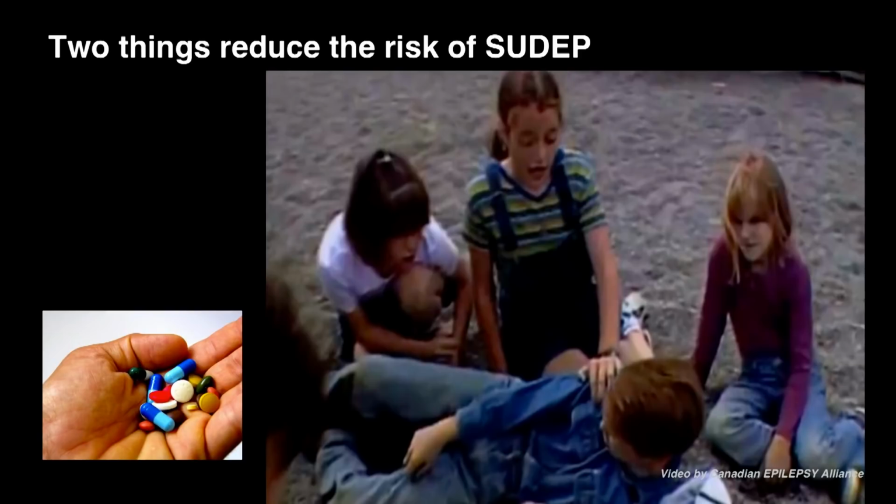Great kids, right? The second thing that reduces the risk of SUDEP is companionship. It's having somebody there at the time that you have a seizure, not only to give great advice like those kids doing the right thing, but for some other surprises that I'll share with you in a moment.